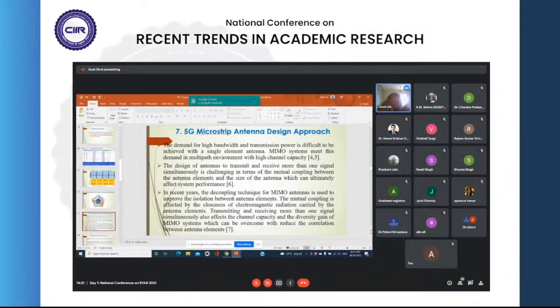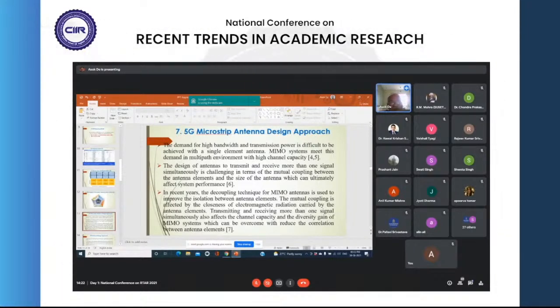When we design this number of antennas, we have to consider the mutual coupling between these antennas to be very, very low, so that there will be no interference between the different signals. So mutual coupling between the antenna elements and the size of the antenna can ultimately affect the system performance. In recent years, decoupling techniques for MIMO antennas are used to improve the isolation between the antenna elements. There are different methods that researchers have proposed for reducing the coupling between different antennas, and I'll also talk in the future slides about the ECC and diversity gain, etc.